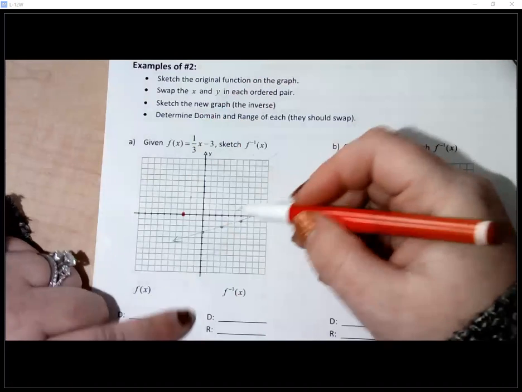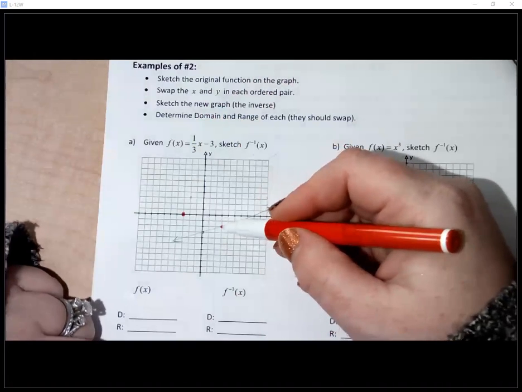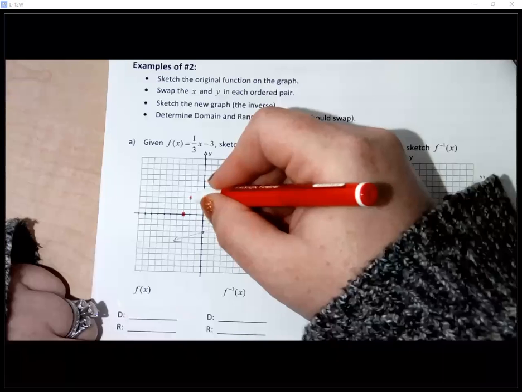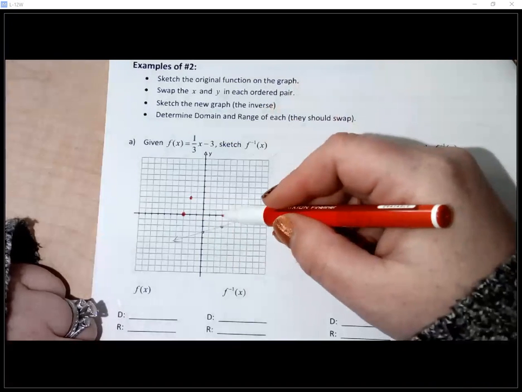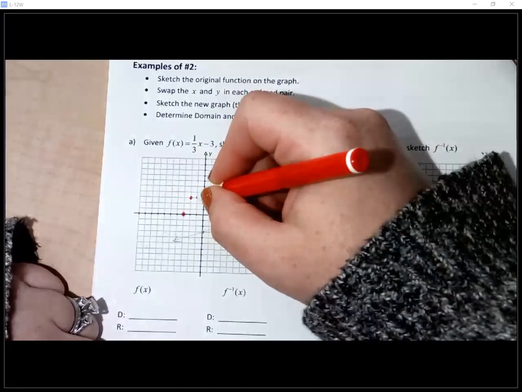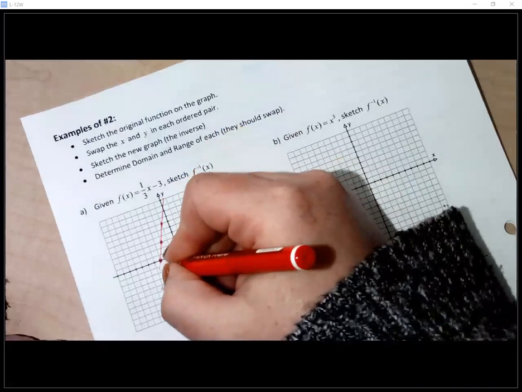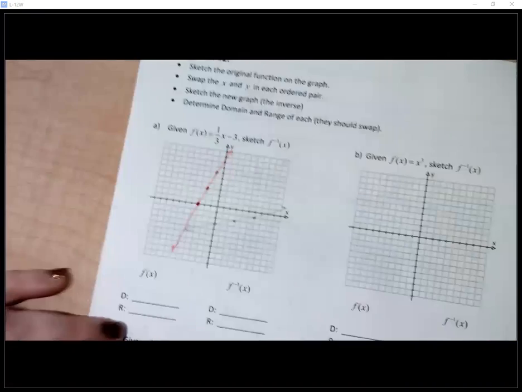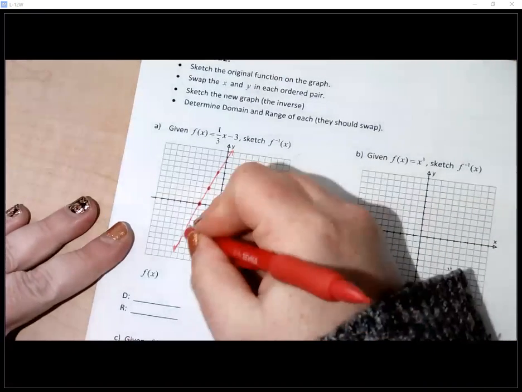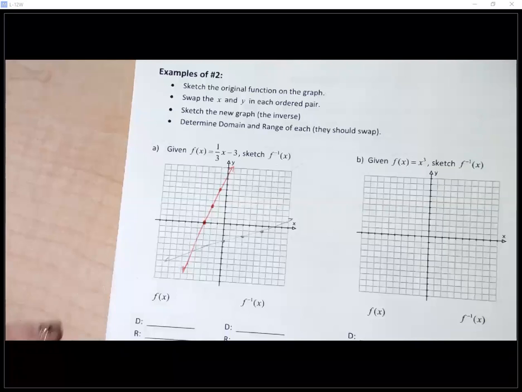The next point that I plotted was at (3, -2), so I want to switch them and go (-2, 3). And perhaps one more is at (6, -1), so go (-1, 6). When you do that, you should have a perfect reflection of your original graph over the line y equals x.